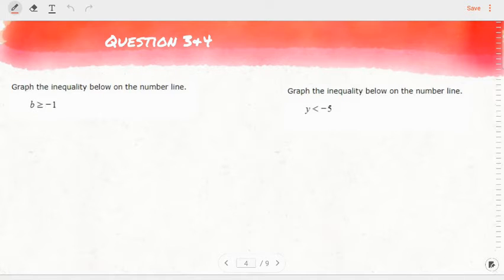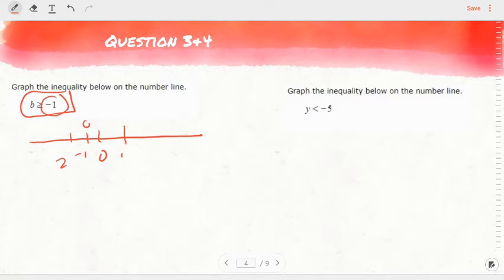Question number 3 and 4 are going to be asking you to graph the inequality. So they might look like one of these two problems. You're going to have a graph. Here's 0, -1, -2, 1. Remember, when we graph, we use this as our starting point. So I'm going to put an open circle here for a second, and then I'm going to look and see, does it have the or equal to? And if it does, I'm going to fill in that dot. This says that B is greater than, so I'm going to point my arrow in the direction of greater.